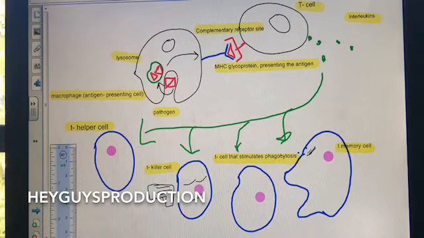So T memory cells remain in circulation and actually migrate to the lymph nodes. And when they recognise that there is another pathogen with the same antigen on its surface, they will divide rapidly to form T killer cells. So that will help the immune response to happen quicker to get rid of the pathogen before symptoms are produced.